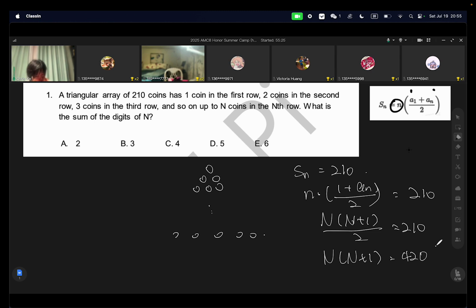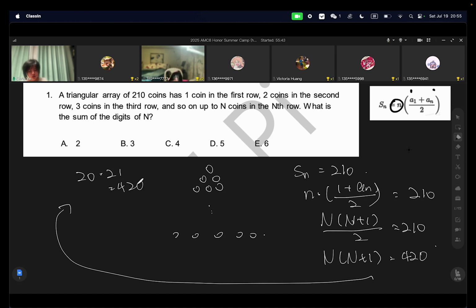Now basically we can just plug in some integers. If we know that they are going to be whole integer numbers, then by plugging in we can just guess and check. We know that 20 times 21 is 420. So the answer is n equals 20. That's pretty simple. And it asks for the sum of the digits of n, so 2 plus 0 equals 2.